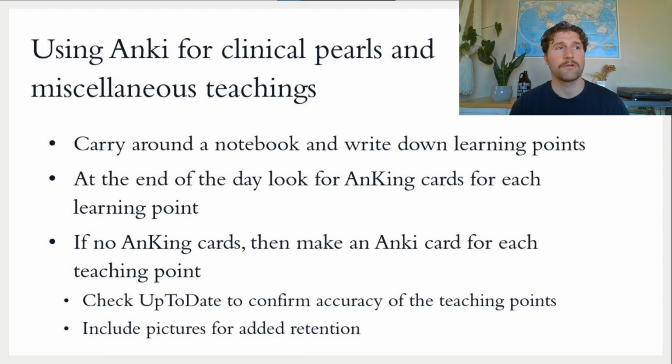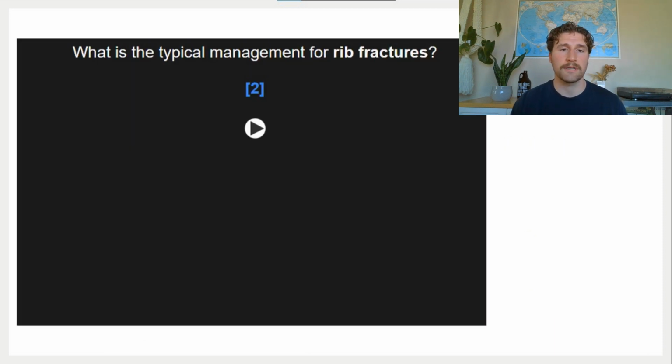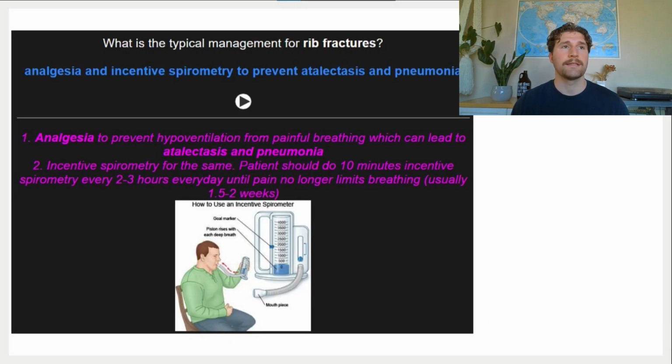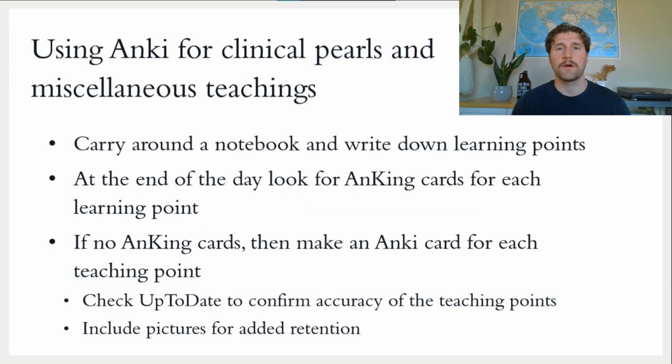As an example, when I was on my family med rotation, there was a patient with a rib fracture and I wasn't quite sure how to approach this. After discussing with my preceptor, he let me know that analgesia and incentive spirometry are the two mainstays of treatment and the reasons as to why. And so I quickly made this card that you see up on the screen, and this way I'll never forget that teaching point. And usually when I make these cards, I try to check UpToDate first to confirm the accuracy of the teaching, but also to add extra details so I remember it in more context. And I'll also try to add some images from Google Images just to enhance my learning with visual memory cues.